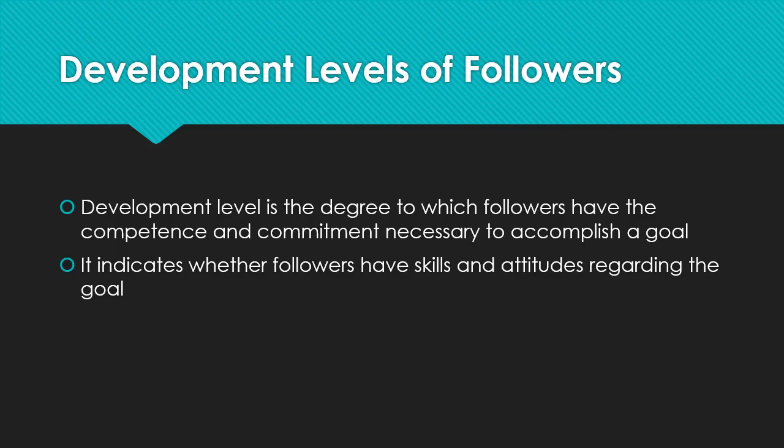Now we will move on to the next major part of the situational leadership model, which is the developmental levels of the followers. The development level is the degree to which followers have the competence and commitment necessary to accomplish a goal. Stated in another way, it indicates whether a person has the skills to achieve a goal and whether the person has developed a positive attitude regarding the goal.